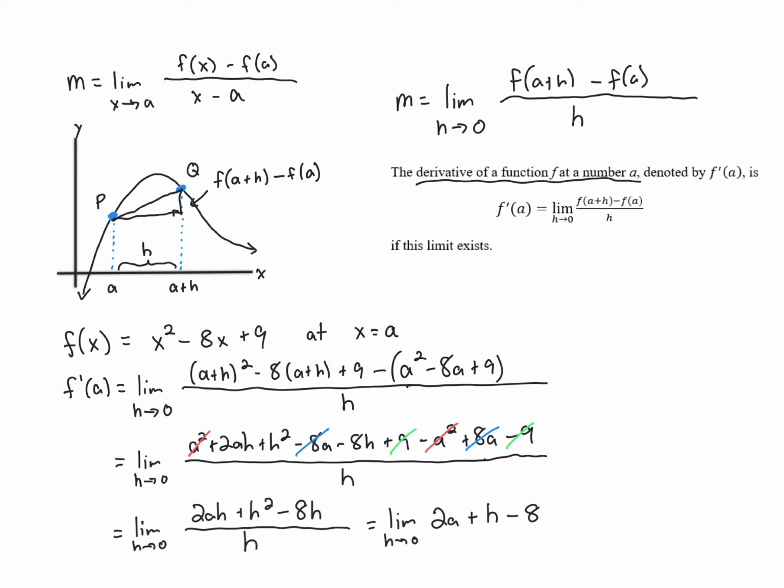We can use direct substitution here. That h term goes away, and we've got 2a minus 8. And this is super nifty because we can plug this in for any value of a for our function and figure out the slope of the tangent line there. So if we wanted to know a bunch of different tangent lines, we don't have to go through and do a whole limit every time. We can just plug in whichever x value we're looking at for a, and that gives us the slope right away.